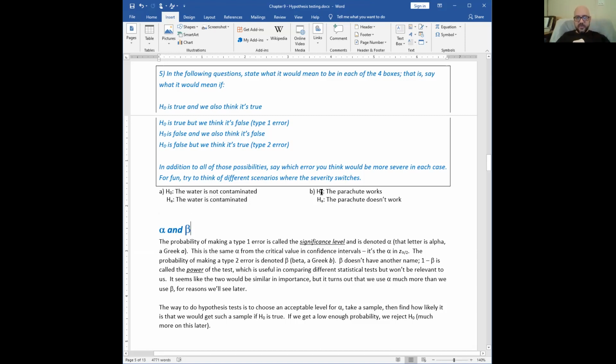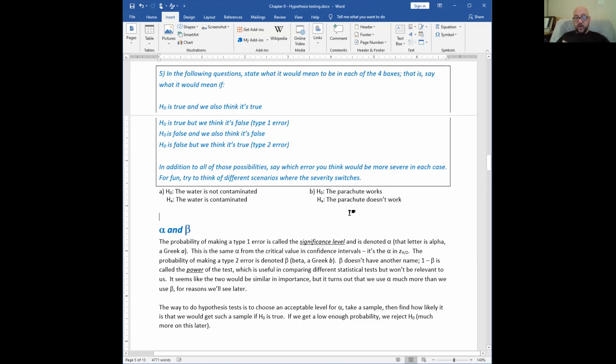Okay, let's try this one. Parachute works, parachute doesn't work. If you're jumping out of a plane, your default hypothesis is going to be that the parachute works. Otherwise, you probably wouldn't jump out of the plane. So this makes perfect sense. If the parachute works and we think that it works, then our conclusion is the correct one, so great, we jump out of the plane and probably have a good time skydiving. On the other hand, if we are convinced that the parachute doesn't work for whatever reason, and then we choose not to jump out of the plane, well, that's a shame, but at least we made the right decision.